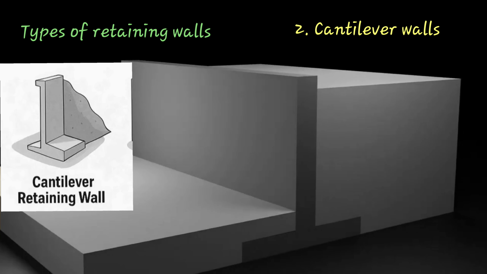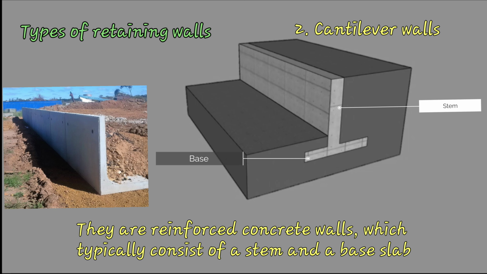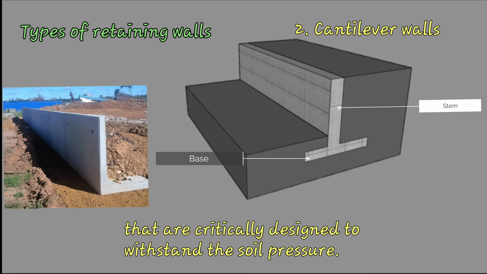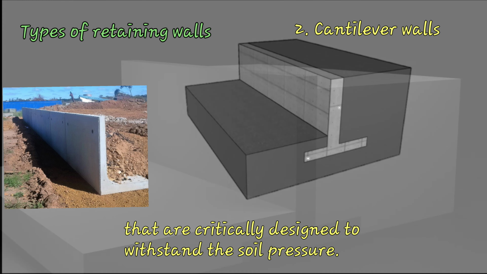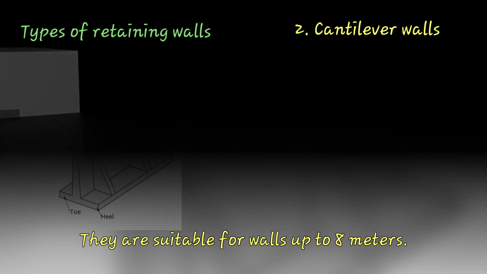2. Cantilever walls. They are reinforced concrete walls, which typically consist of a stem and a base slab that are critically designed to withstand the soil pressure. They are suitable for walls up to 8 meters.